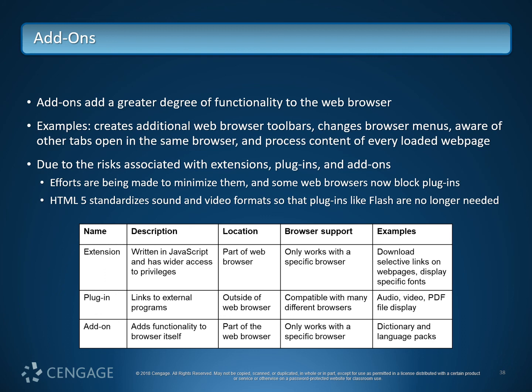So we can see here just a little table that talks about the comparisons between extensions, plugins, and add-ons, what they are, where they exist, how the support works, and examples of things they do. One of the things I want to call attention to is the location. So extensions and add-ons are part of the browser itself. Plugins are part of the page, but provide some kind of link to an external program. So it just depends on what it's doing, whether or not we would be more concerned about a certain level of potential danger.